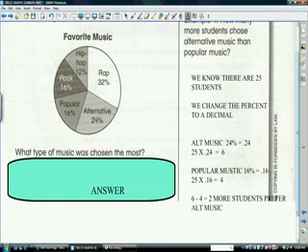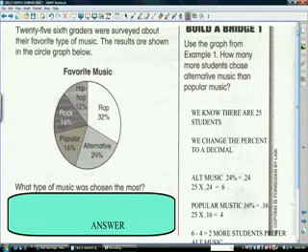Well, if 6 students preferred alternative, and we take away the 4 that preferred popular, then there were 2 more students who preferred alternative music. And that's the question that we see here at the top of the screen, where it asks, how many more students chose alternative music than popular music? So the answer is 2.